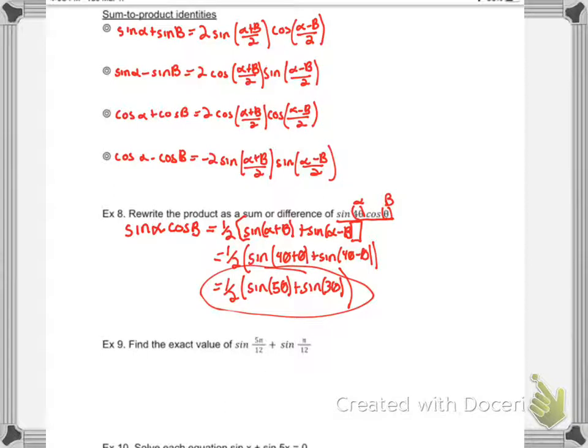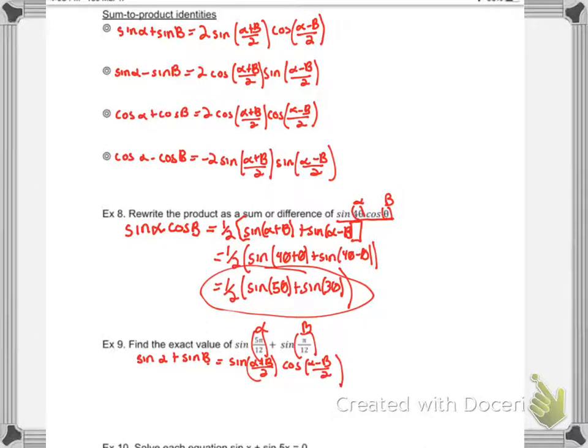Okay, this one then says find the exact value. Well, here you see it's sine plus sine, and so that's the first sum to product. So we can rewrite this. We know this would be alpha, and this would be beta. So sine alpha plus sine beta equals 2 sine alpha plus beta divided by 2 cosine alpha minus beta divided by 2.